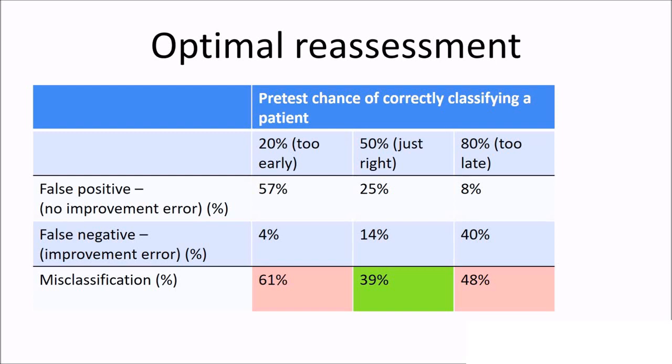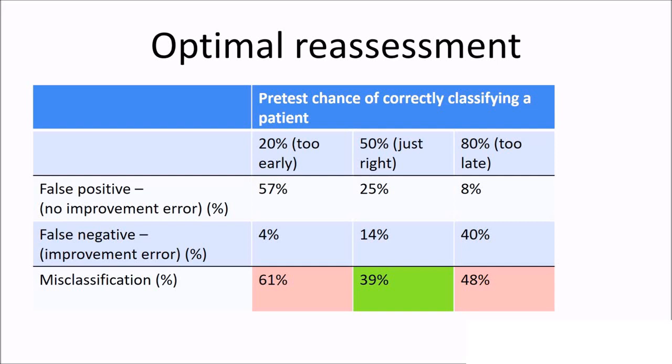You can see that the percentage for false positive is 57% as compared to 25%. However, the false negative actually reduces if we assess the patient too early. But we're not very interested in just these two on their own. What we are interested in is the total percentage of misclassification, and if we add the false positive and false negative together, we get a misclassification percentage of 61%, which is about twice as much misclassification as if we optimally reassess the patient at the right time.